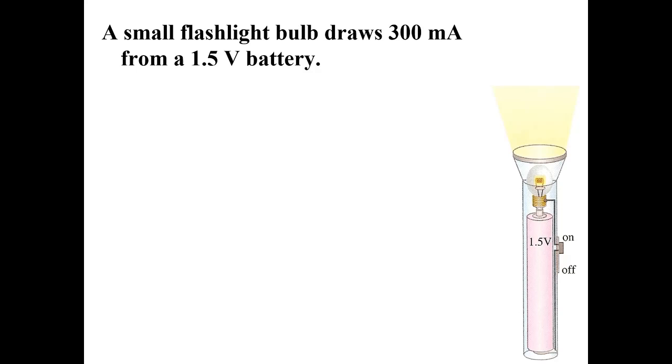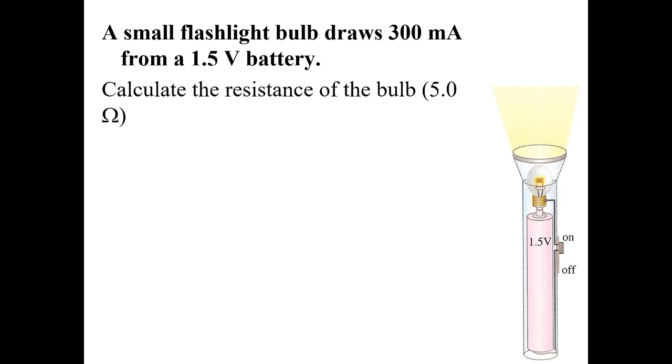So let's take a look at this. A small flashlight draws 300 milliamps and it has a single 1.5 volt battery. So let's calculate the resistance of the bulb. And like I said, I just use V equals IR. You can write the delta V if you like. So R is V over I. These are really easy. The voltage is 1.5 volts. Now that's milliamps, so that's 0.3 amps.